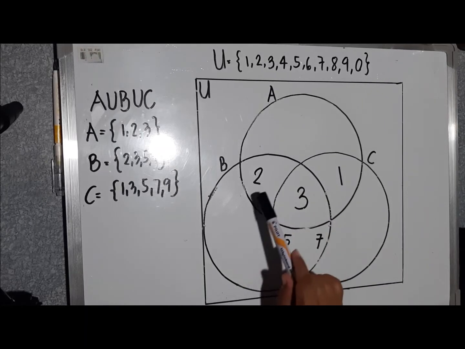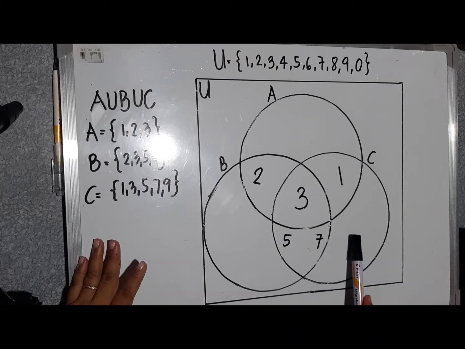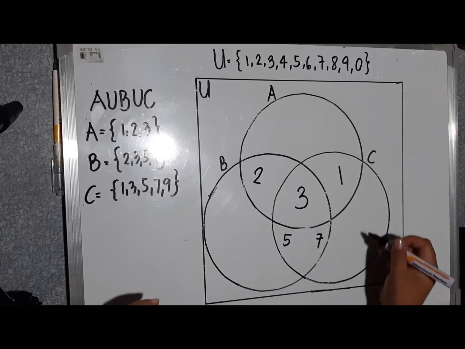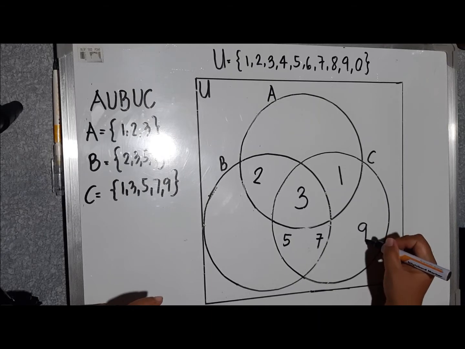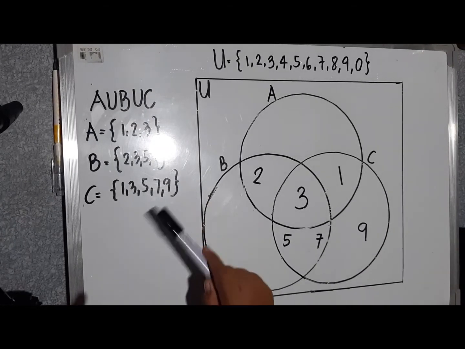So with B, we have 2, 3, 5, 7. And letter C, we have 1, 3, 5, 7. So what is not yet written is 9. So you write 9 here. Okay? Then after that, A, B, C are already written.